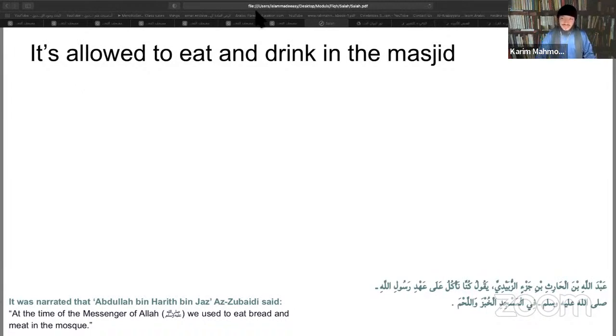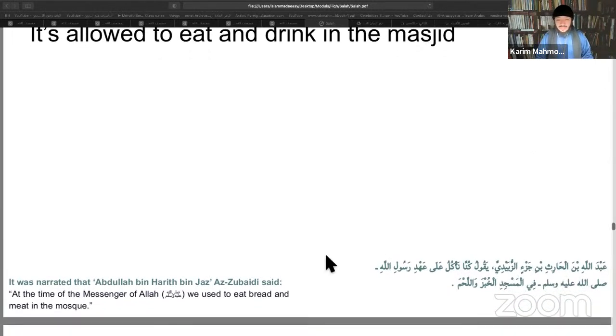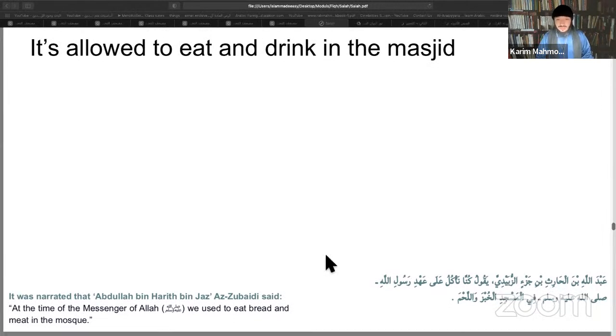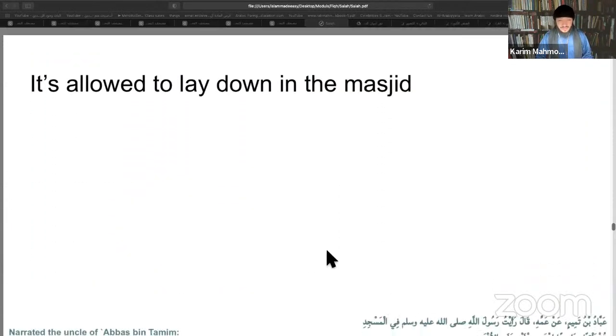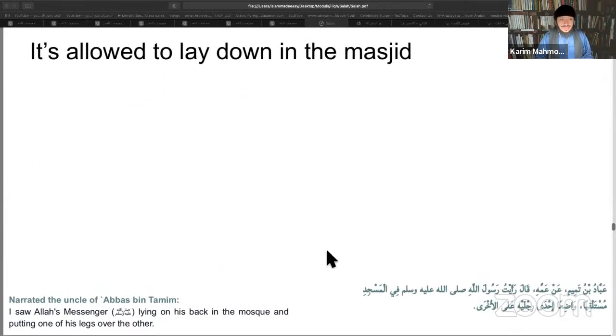Okay. Is it allowed for us to eat or drink in the masjid? Absolutely, positively, yes. The Prophet ﷺ used to eat with his companions in the masjid, not just regular stuff, but even cooked stuff like meat and bread. So the Prophet taught this is completely allowed for people to eat in the masjid. Now, just because the person is allowed to eat or drink in the masjid doesn't mean it's okay for people to dirty the masjid, of course, or destroy the masjid and things like that when they are eating. But it is completely allowed for people to eat in the masjid.